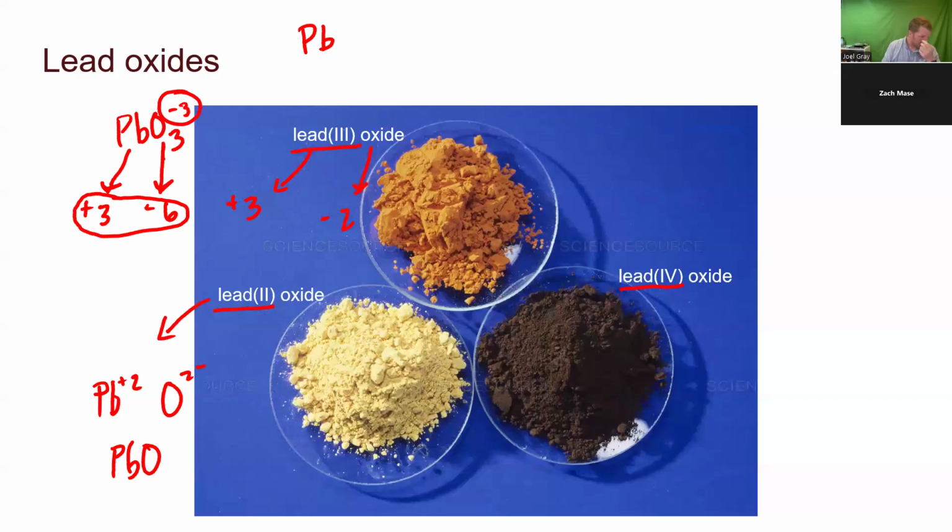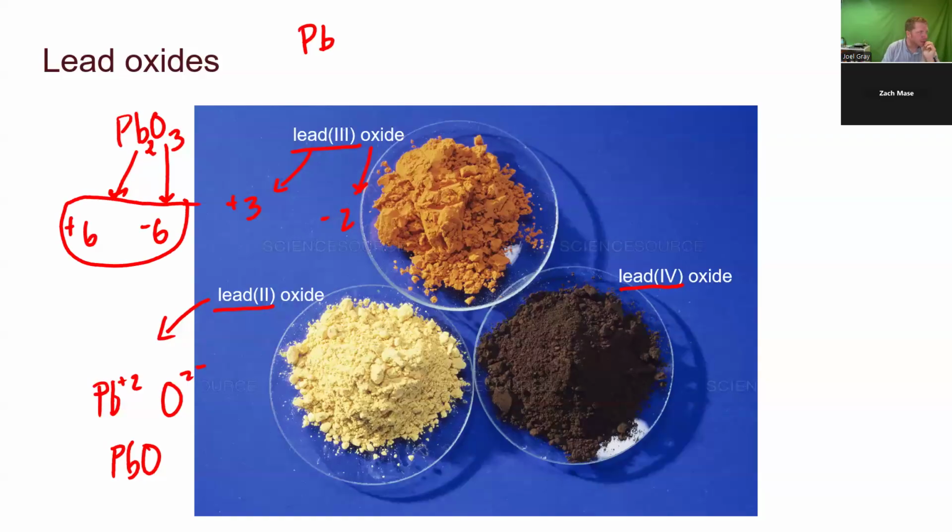We don't want it to be -3. We want it to be neutral. So what can we do to make this neutral? What if we added another Pb3+? Then these two Pbs would be +6, the 3 oxygens would be -6, and those two are going to combine to be 0. Does everyone agree and follow that? Add a Y or an N to the chat.